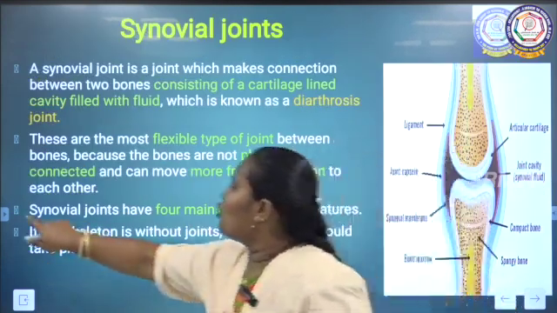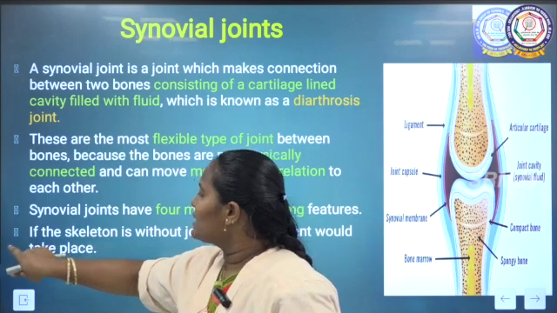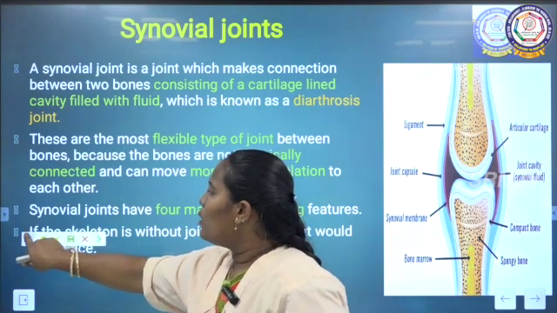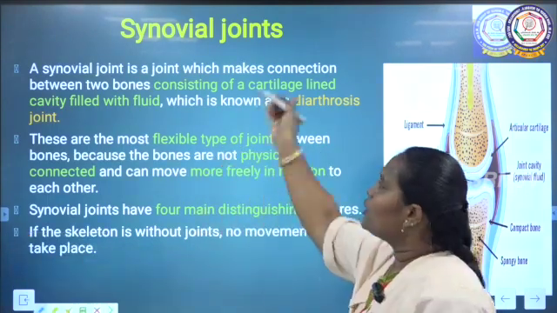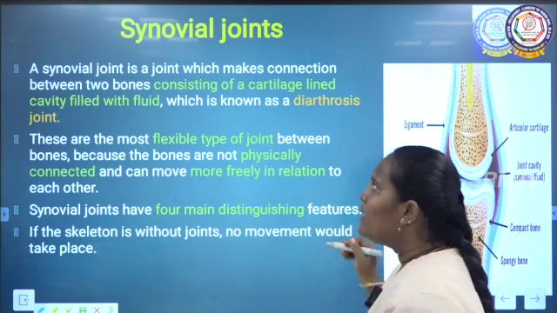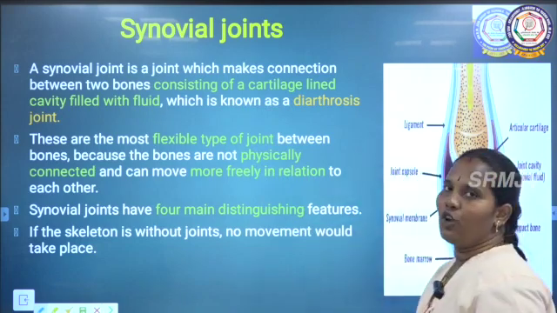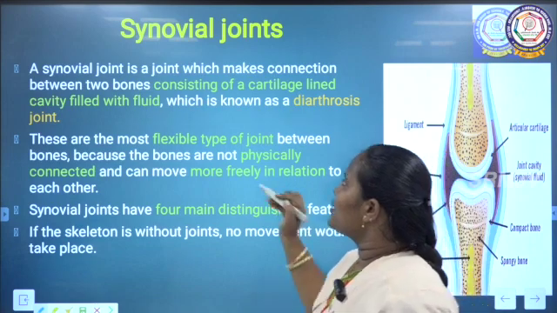Next one is the synovial joints. We saw the sixth type of the movable joints. Apart from this, another one is the synovial joints. Okay, synovial joints. This is also one of the joints. We can see the structure here.